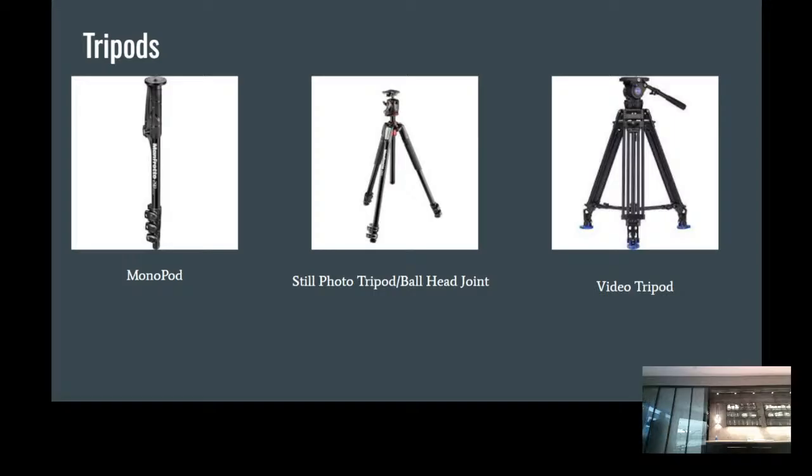Whereas a video tripod has the pan, tilt, and roll feature. It's good for video, it's good for making sure that you get smooth and fluid motions while you're recording your video too.